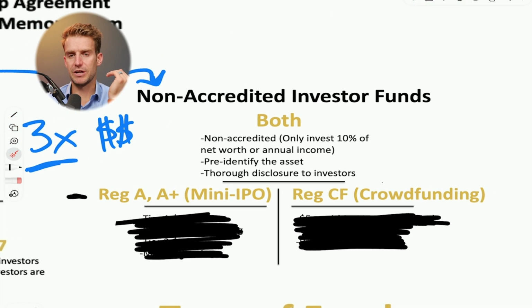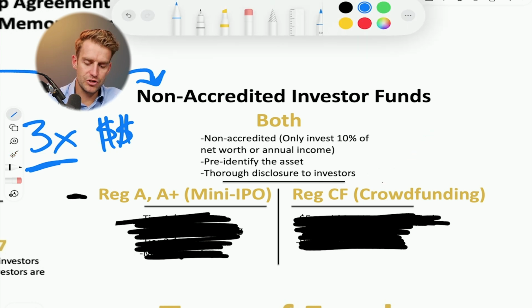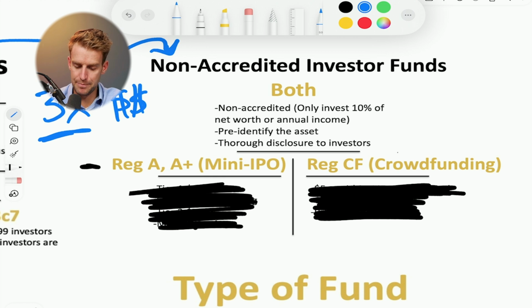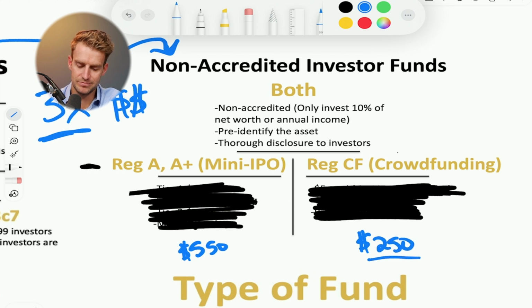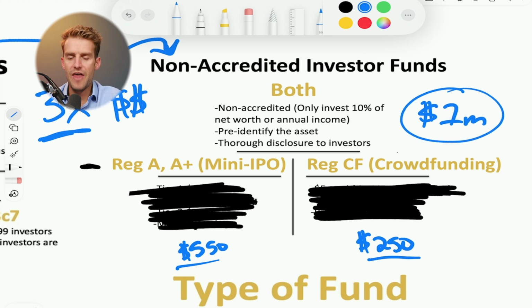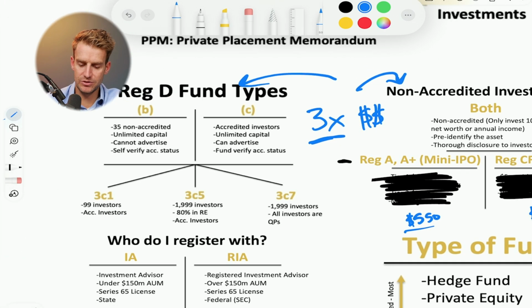So you look at people like Grant Cardone or Fundrise or there's all these crowdsourcing places. The average check size for a Reg A fund is about $550. Isn't that kind of crazy? Reg CF, it's about $250. So to raise $1 million, you are raising from thousands, if not tens of thousands of people. In a Reg D 506C, you're raising from maybe 5 people.